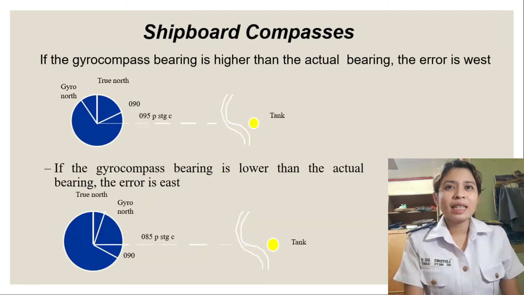And last but not least is how to get the gyro error from the gyro compass bearing. If the gyro compass bearing is higher than the actual bearing, the error is west. If the gyro compass bearing is lower than the actual bearing, the error is east.